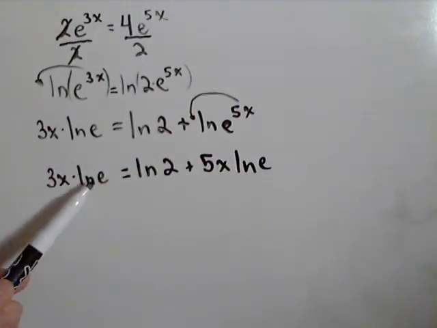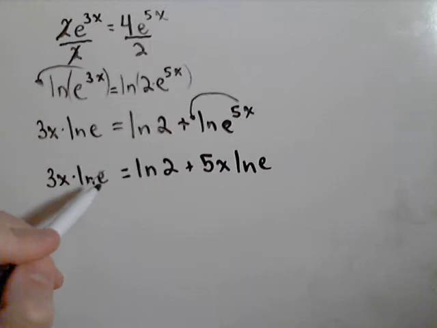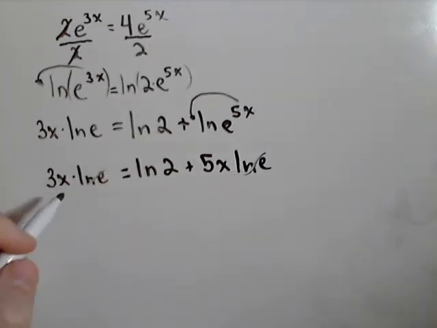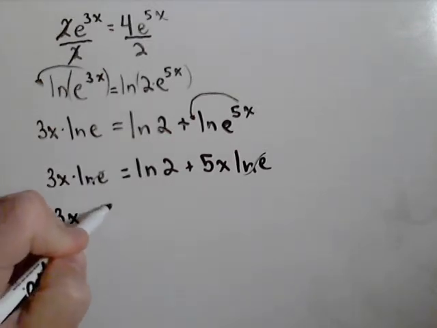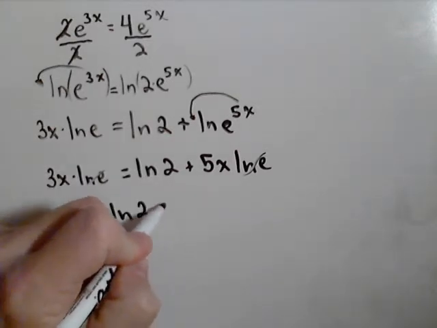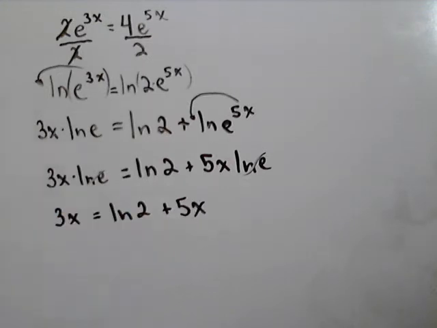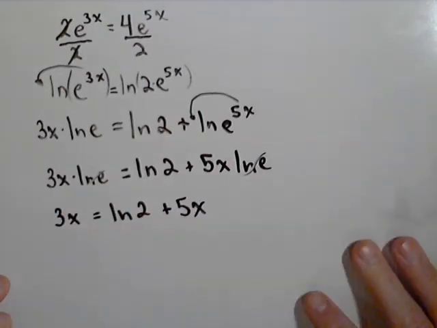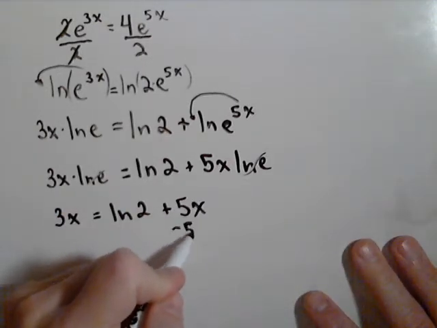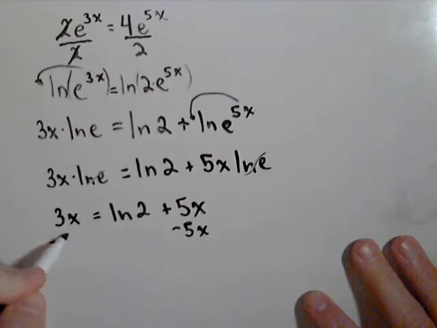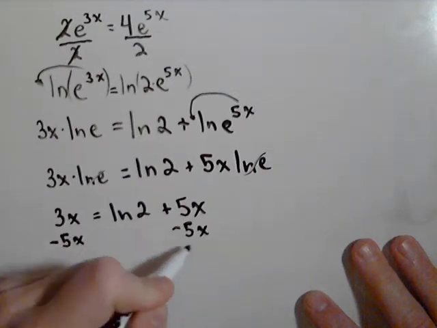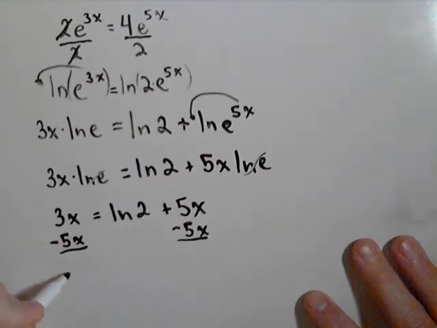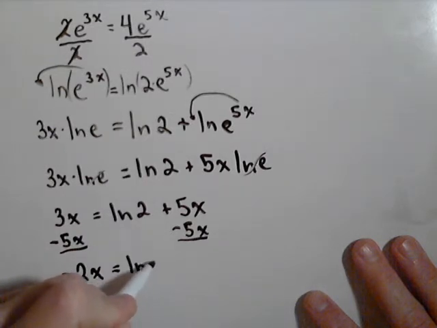Now, as we mentioned before, ln of e is just 1, so those basically go away. And what we have is 3x equals ln of 2 plus 5x. And we need to solve this for x. So we're going to subtract 5x off of both sides, for instance. It's not the only way to do it, but there they cancel out. We get negative 2x equals ln of 2.